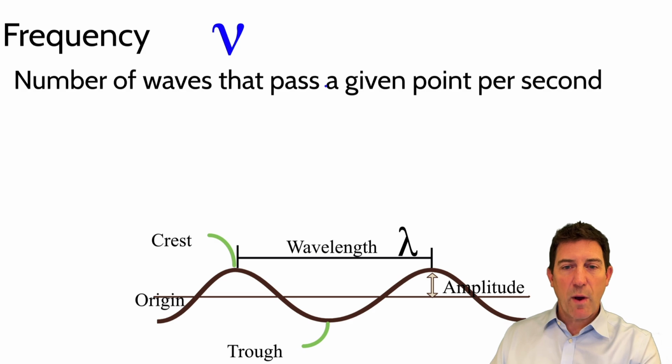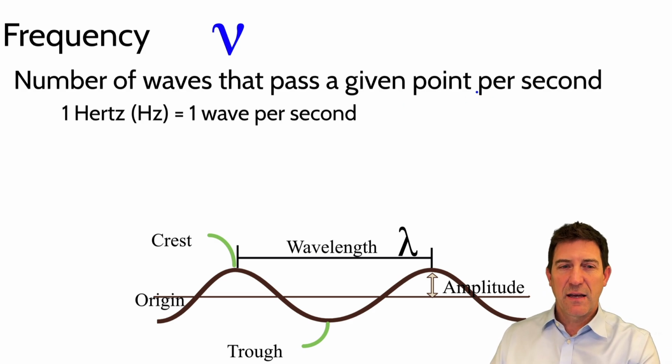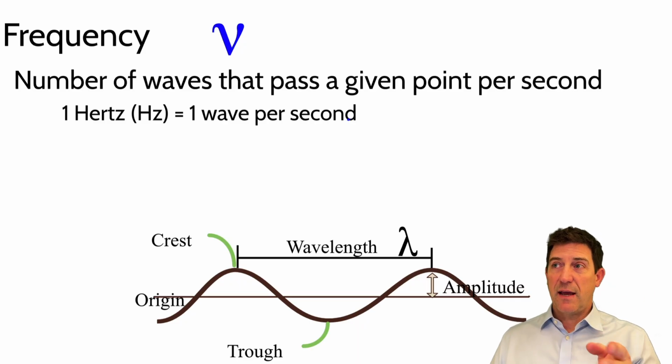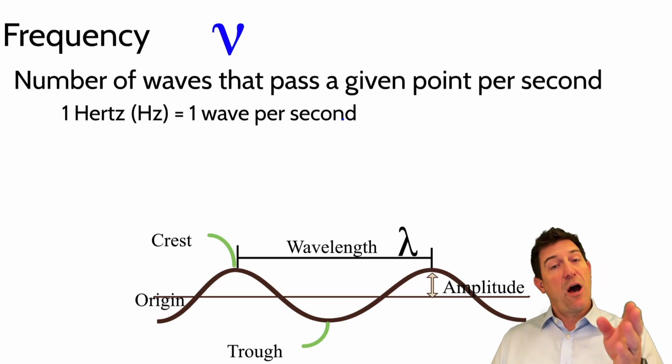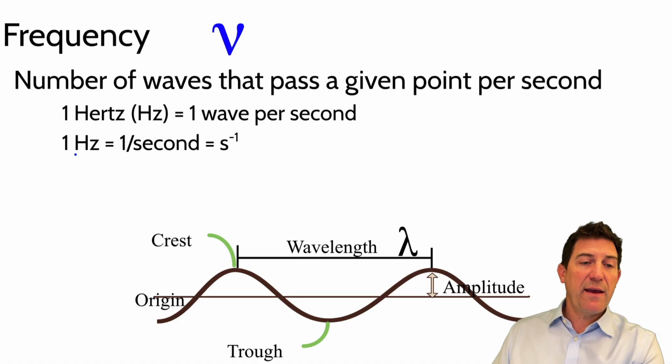Frequency is the number of waves that pass a given point per second. We use hertz to describe that, and 1 hertz literally means 1 wave per second. 2 hertz would be 2 waves per second. 10 hertz would be 10 waves per second. If we counted 100 waves per second, that would be how many hertz? 100 hertz.